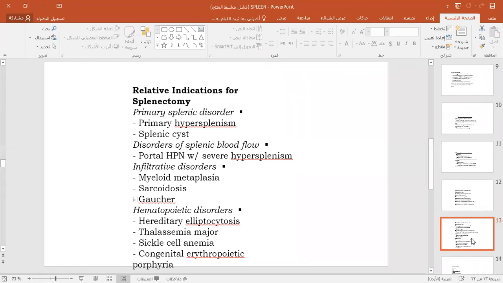But not all thalassemia or sickle cell needs splenectomy. Only when the child with thalassemia needs splenectomy, it is not to cure the blood disorder, but usually to decrease the frequency of blood transfusion demand. Congenital erythropoietic porphyria. Okay.